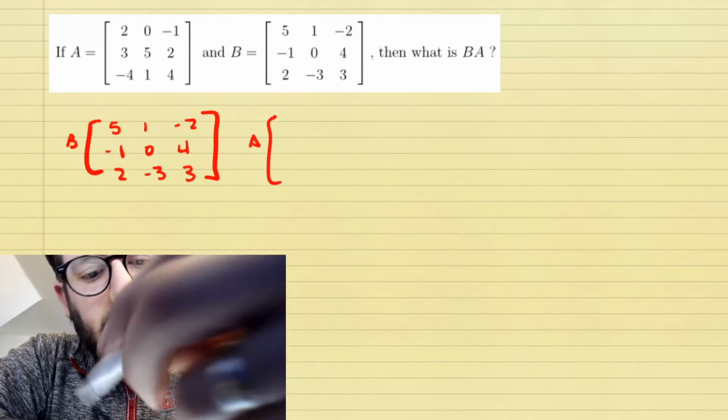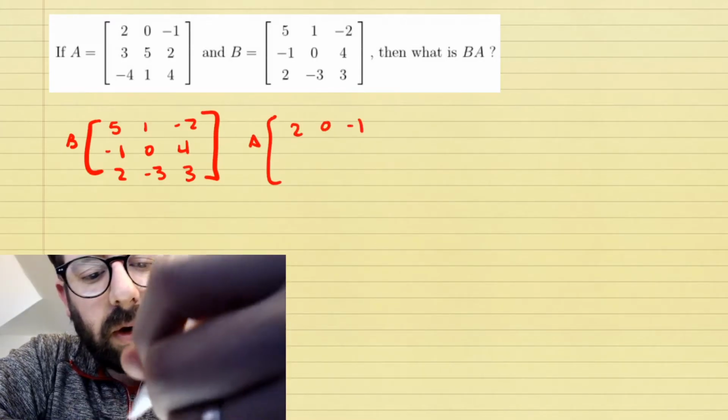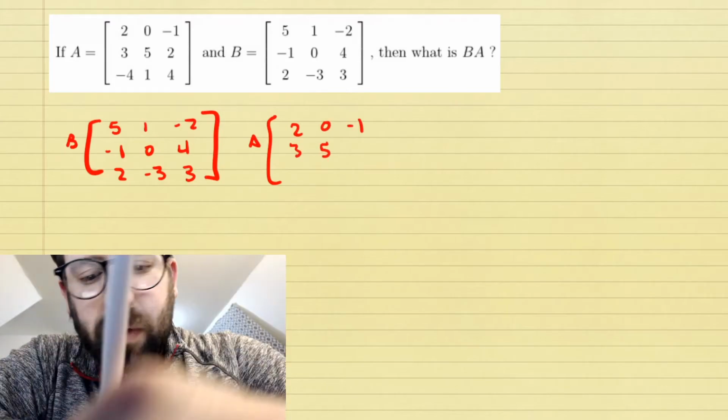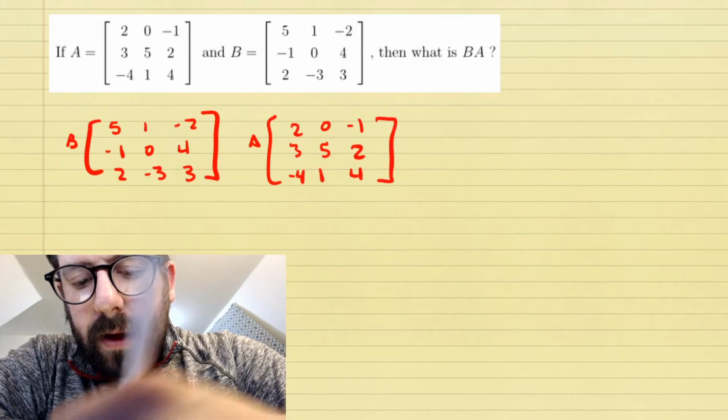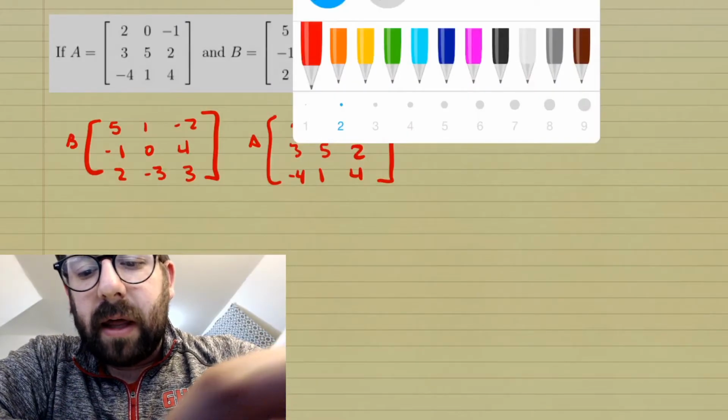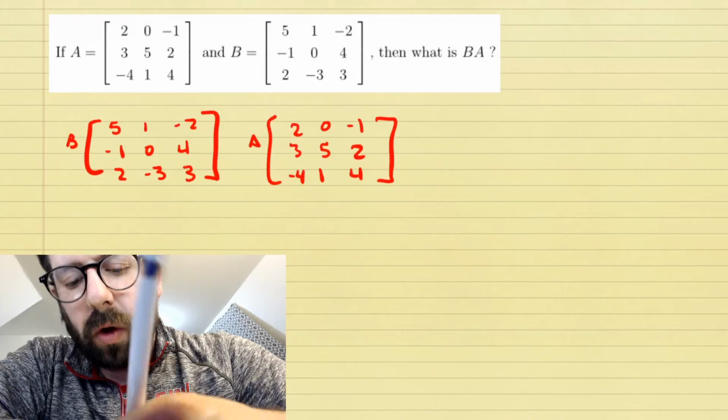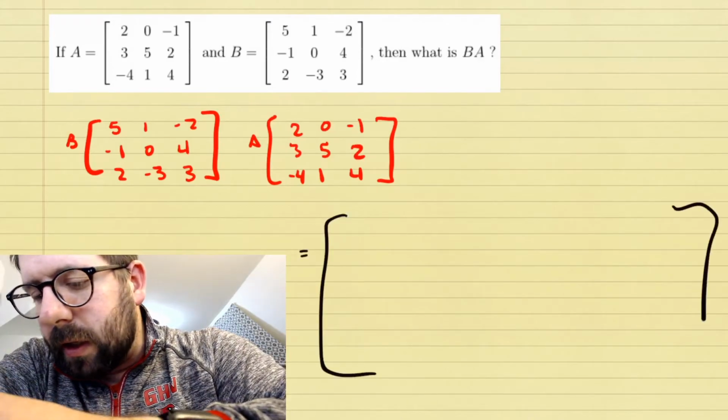Matrix A is the 2, 0, -1. I don't want to make that same mistake I made on the first one. Oh my goodness. -4, 1, and 4. Okay. All right. So multiplying these together, we know they're the same size, so it should work out in the long run. We don't even have to question it.